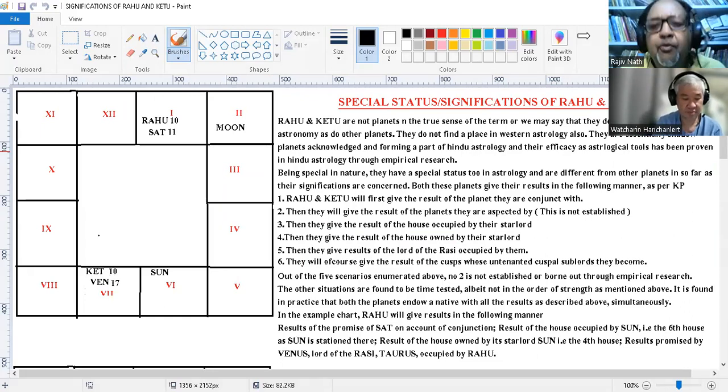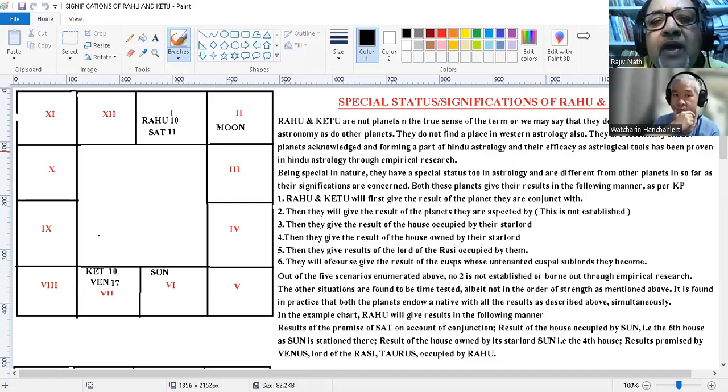It's come up. Okay. Now, special status and significations of Rahu and Ketu in Murti Paddhati. It is different from Vedic. Vedic is totally different. Rahu and Ketu play a very important role in KP. You have to grasp the concept very carefully. What I'm going to teach you, you may not find in other books, or other astrologers may not even teach you properly. But that's the way it is.